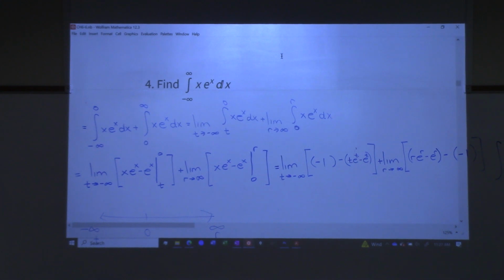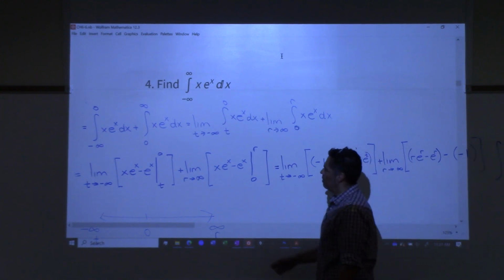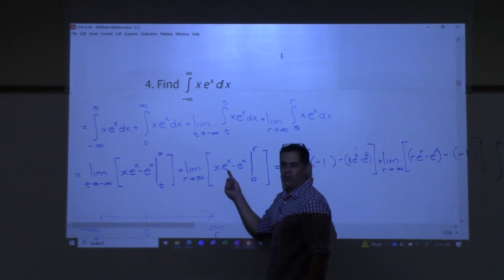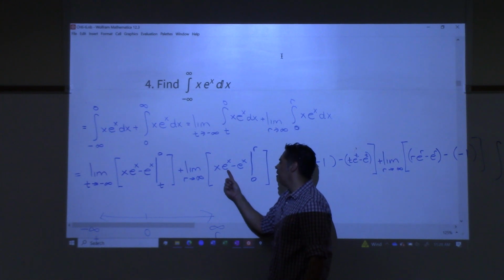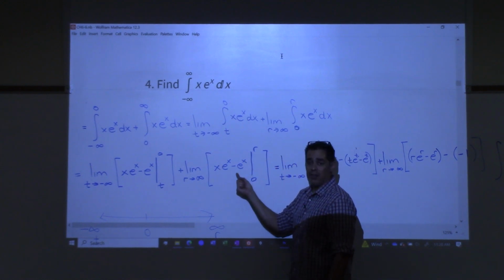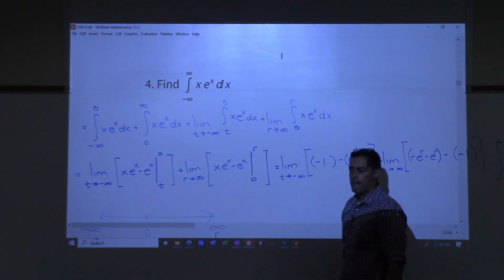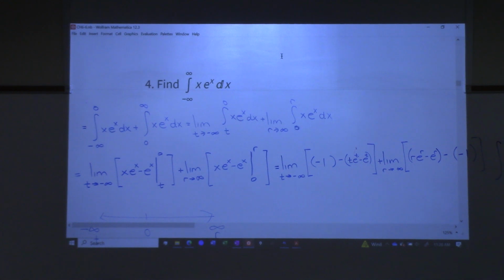Everyone okay? The way you got negative 1 is that the last part is just going to go to 0. That's 0 times who cares. Well, e to the 0 is 1, so 0 times 1 is 0. Minus e to the 0, and e to the 0 is 1, so minus 1. Any questions?